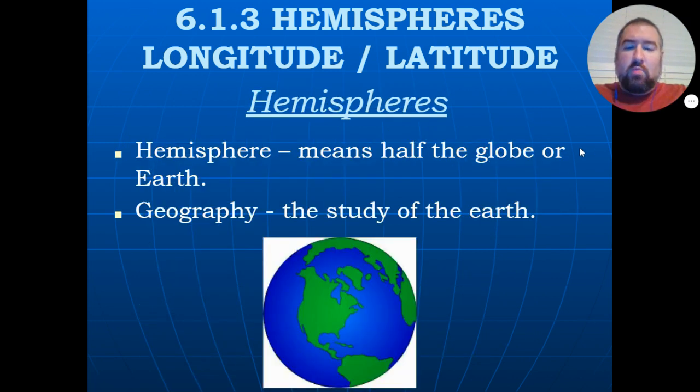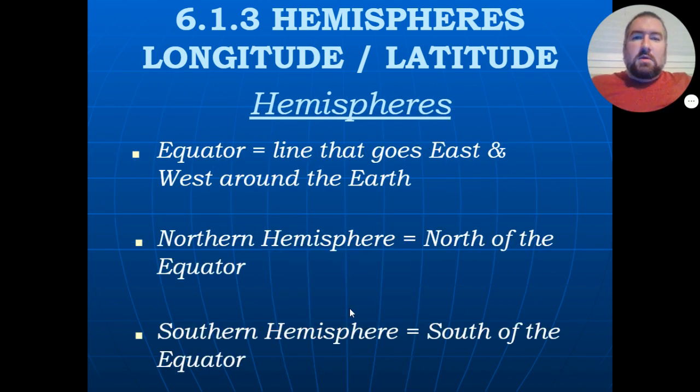So, we begin with hemispheres. Hemisphere means half of the globe or half of the Earth. It is part of our larger theme of geography, which, as we previously mentioned, is part of the subunit of hemispheres. Moving on. So, we begin with the equator.